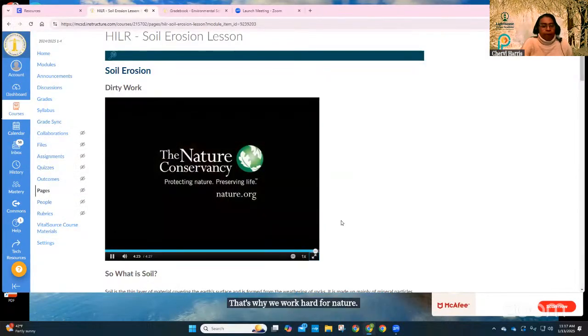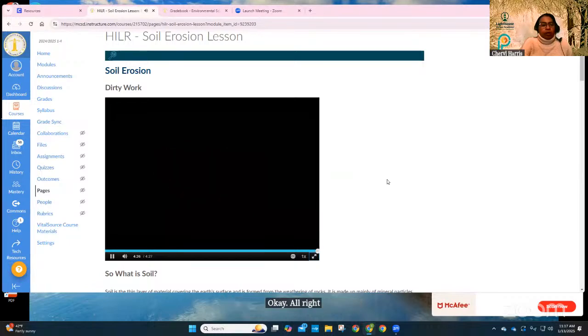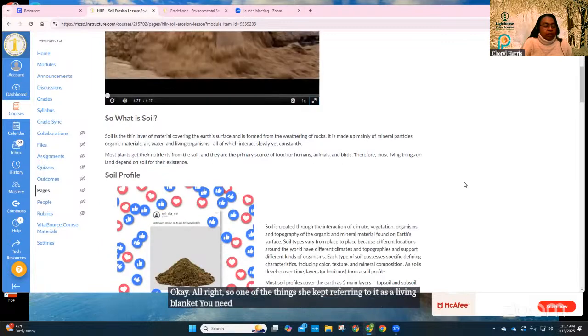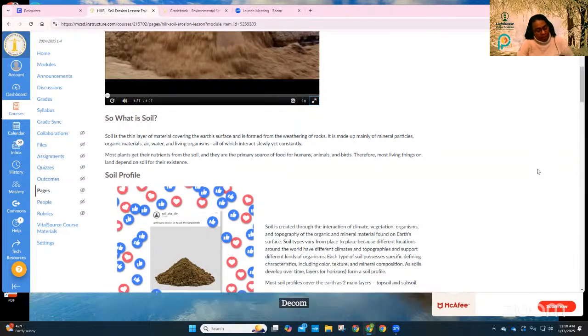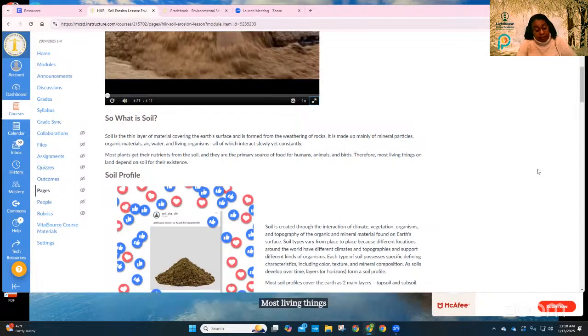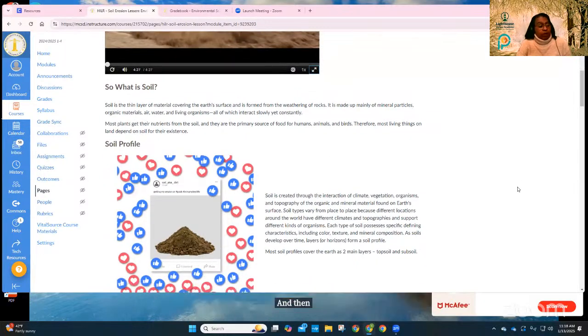All right. So one of the things she kept referring to it as a living blanket. You need to remember we would starve without the soil. So the soil is important. The contents of the soil is important. Decomposition, we talk about life cycles and things, but we have to remember that all living things die. Most living things die and deteriorate into the soil, so they return nutrients back to the soil, and then things can grow. If they don't do that, then land becomes useless.